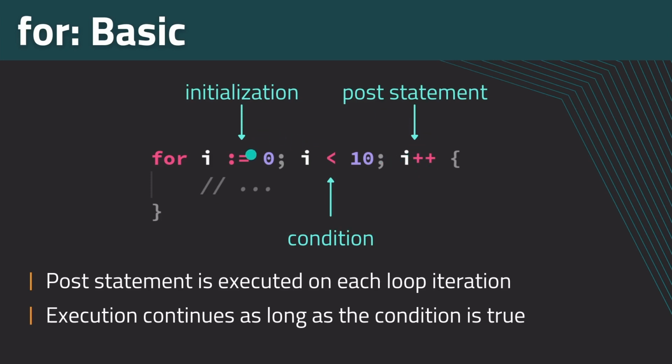So on the first iteration, I will be 0. I is less than 10 because it's 0. The code will execute. Then I will be incremented by 1, and then we'll check again. Is I less than 10? It'll be 1 at that point. Yes, it is, and we'll execute. This will continue until finally I is equal to 10. Once it's 10, this check will fail, and it'll be false. Then we'll exit out of the loop and continue executing code.